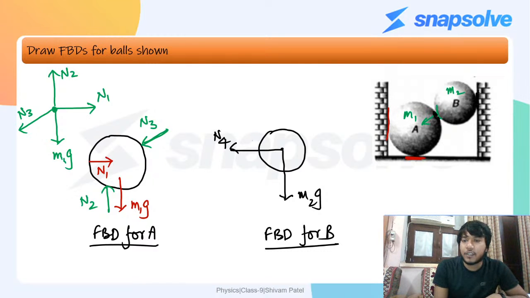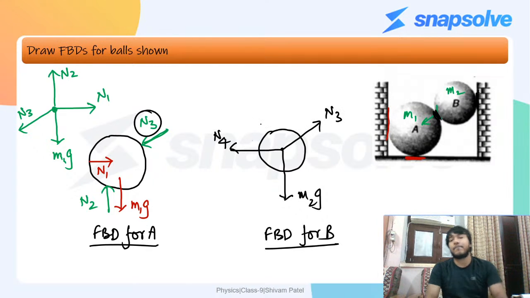Now this portion was also in contact of body A and body B. And now see, while making the free body diagram for body A, we had marked that the force which body B is applying on A is N3, right? So in return, by Newton's third law, the body A will also apply this normal reaction force in the opposite direction on B, right? So this normal N3 will act in this direction, right?